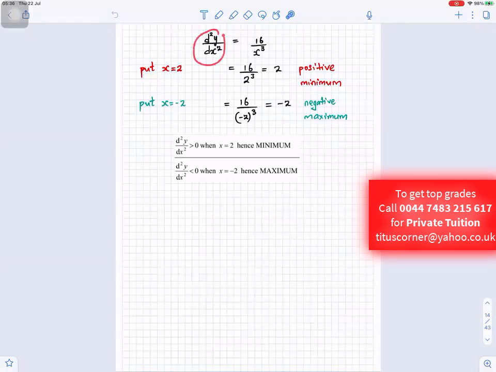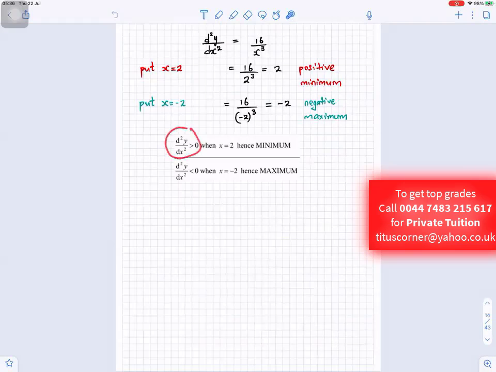Now, d squared y over dx squared is equal to 16 over x cubed. So let's put x equals 2. 16 over 2 cubed is equal to 2, which is positive. Therefore, it's a minimum point. Put x equals minus 2. 16 over minus 2 cubed gives you minus 2, which is negative. So that is a maximum point.